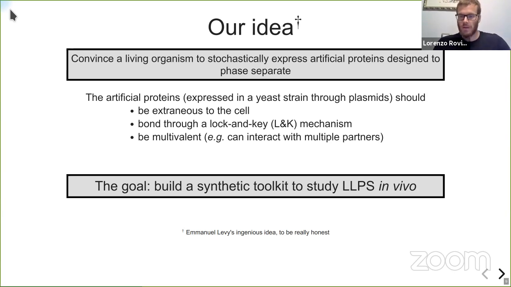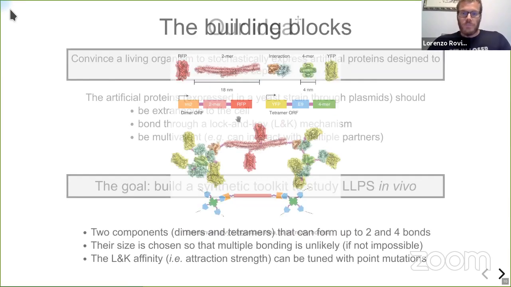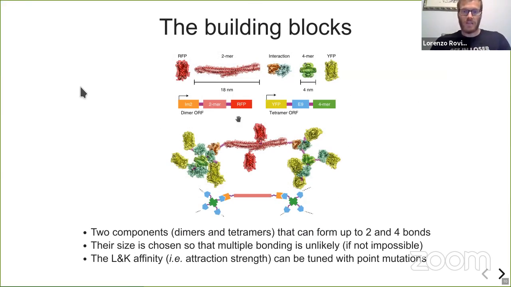Okay, and what I've done is to accompany this experimental toolkit with a numerical toolkit. So these are the building blocks. Those are two species of proteins, what I call a dimer, which is this one, and a tetramer, which is this bluish, greenish, yellowish thing. There is this antigen-antibody part that takes care of the lock and key mechanism.